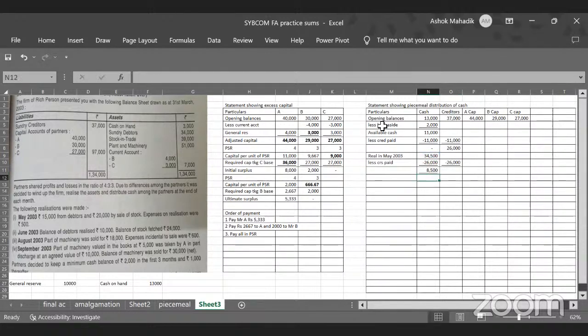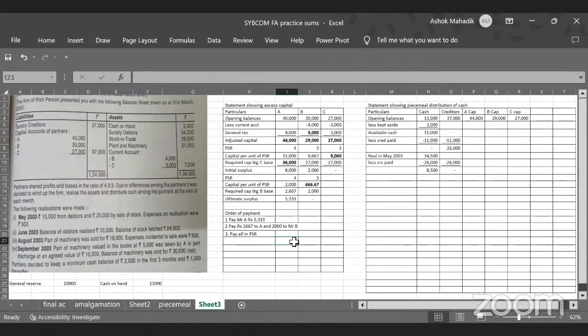Cash balance left is 8,500 and creditors will become 0. Okay, that's it. So all liabilities are done. So we have to go for the order of payment in case of partners capital repayment. Clear, students? Once you are done with the outside liabilities, we have to follow the order of payment as per the statement showing excess capital. Clear?